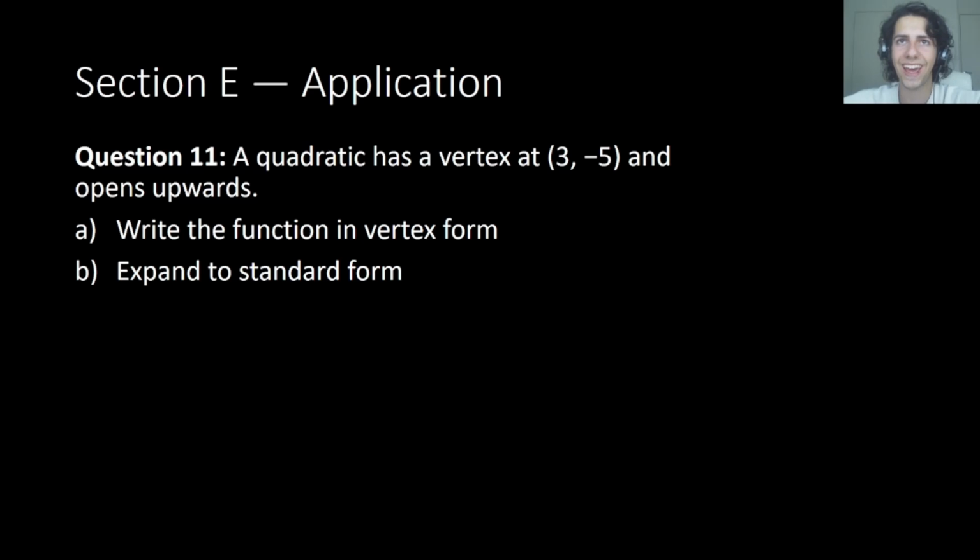Question 11. A quadratic has a vertex of 3, -5 and opens upwards. Write the function in vertex form and expand to standard form. Now, opening upwards gives us a very important clue. Because it opens upwards, we know that the a coefficient is positive. And because it's the only information we get, we're going to assume it's 1 or -1, but because it's positive, it's going to be 1. Why? Because when the a coefficient is positive, it gives us a happy parabola that opens upwards.